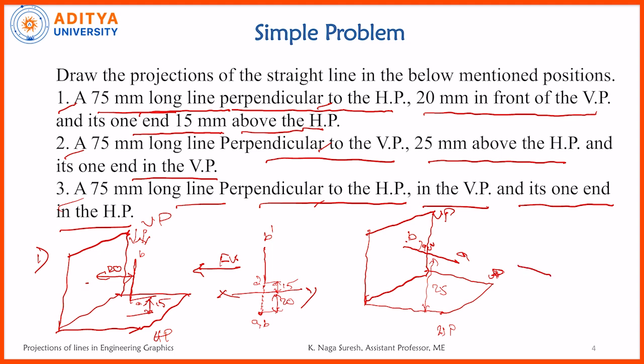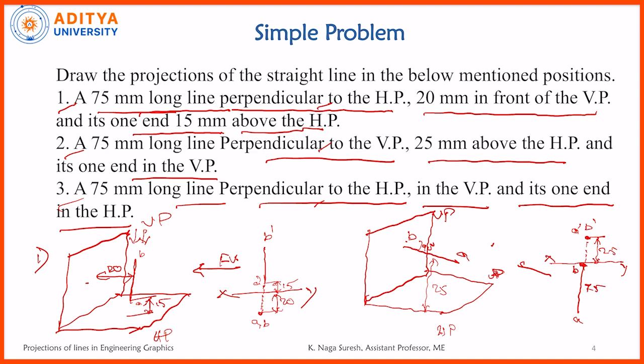So when you see the front view, it appears like a point, and this distance is 25, A dash, B dash. In the top view, it appears like a line. One end, that means B, is directly touching the reference line. So this is B and this is A, 75 mm. So this is the answer.